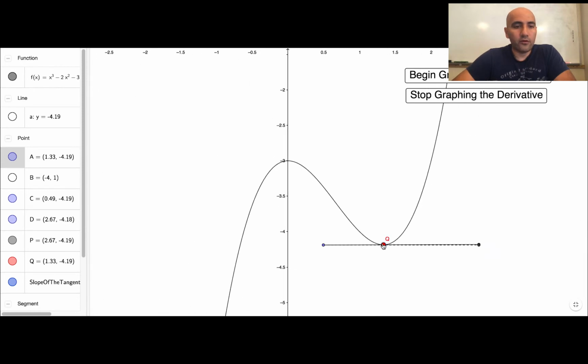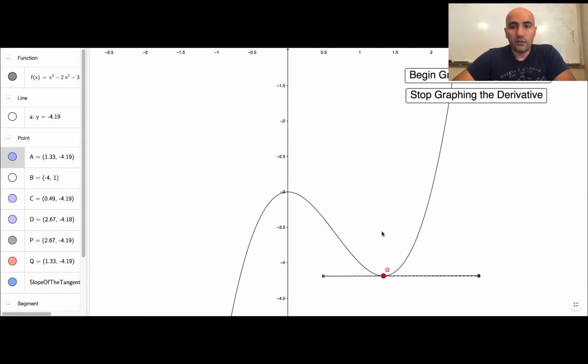At which point we have another horizontal there. This is going to correspond to the x input value of 4/3. Just a little bit past 1. It's going to be somewhere over here, a little bit past 1.